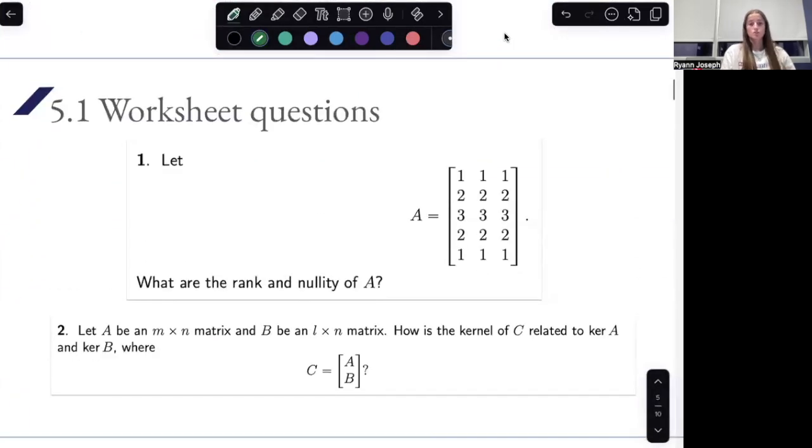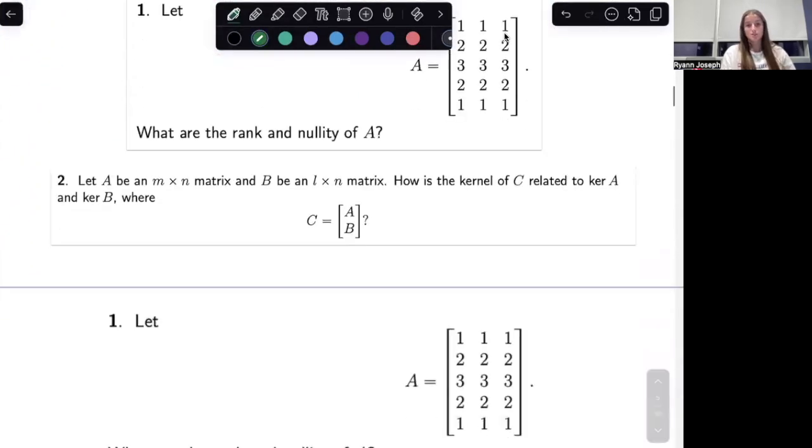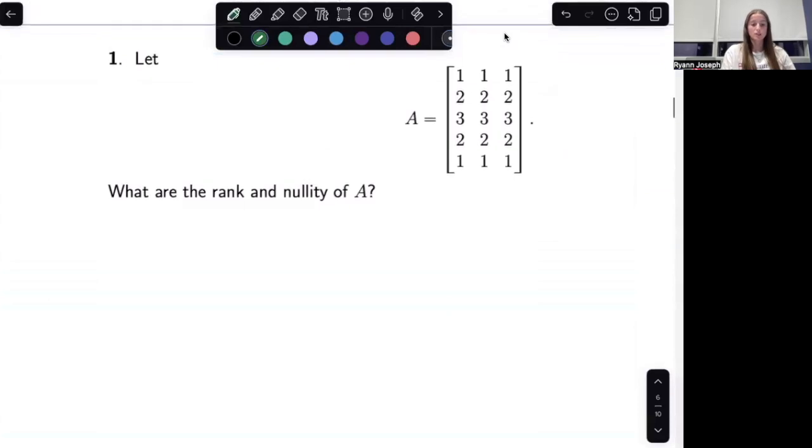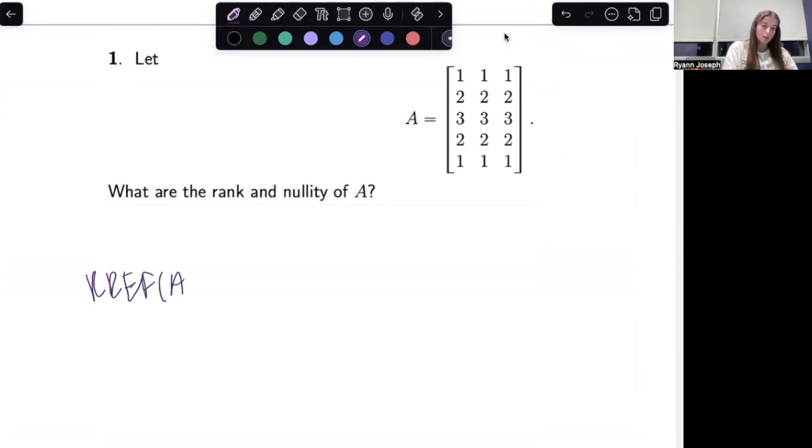Moving on to the worksheet questions, which are also pretty brief because there's not much to do with the matrix inverse theorem directly. This is asking us what the rank and nullity of A are. We want to find the reduced row echelon form of A. This one is quite obvious because every row is a multiple of the others. When that happens, we can cancel those rows out, for example row 5 equals row 5 minus row 1.